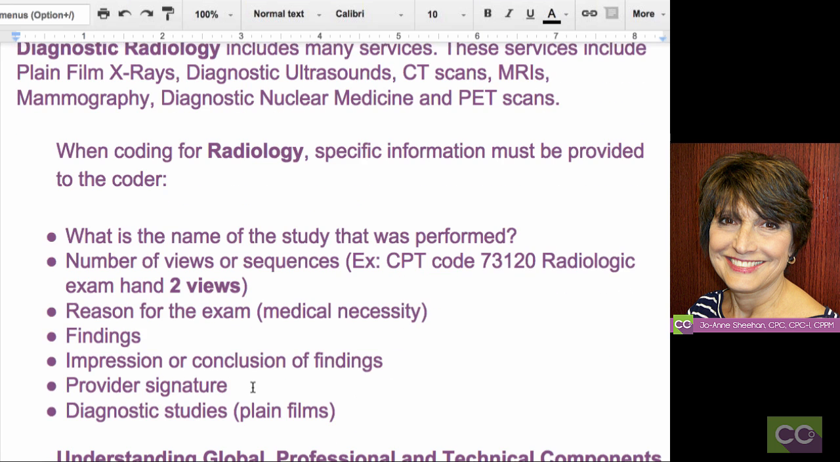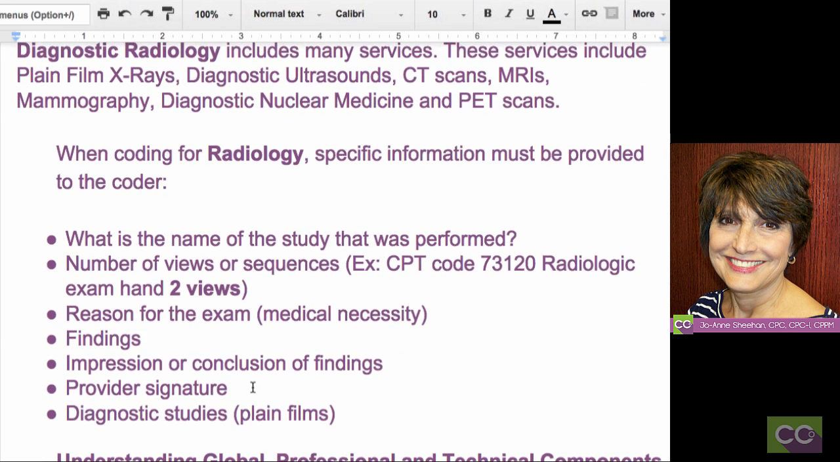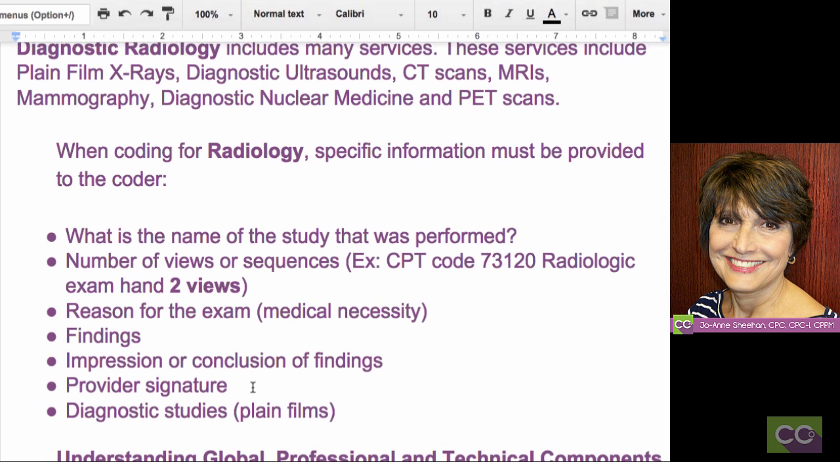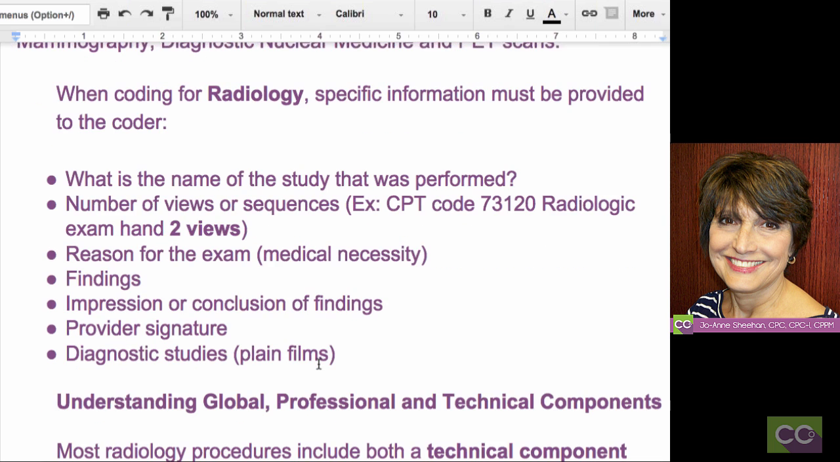So, for example, if a doctor does a radiological exam on the hand and it's only 2 views, you want to make sure you pick that CPT code, because there's one for 3 views and so forth. So you want to make sure that that matches up. And then, of course, the reason for the exam being medical necessity, and the findings, impressions, or conclusions of the findings is the definitive diagnosis, basically, which you would link to the radiology procedure. And then, of course, the provider's signature must be on there.